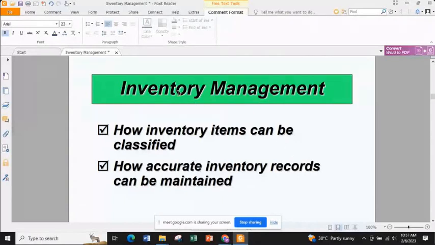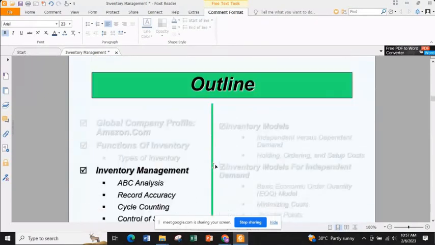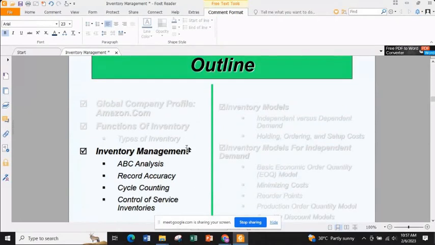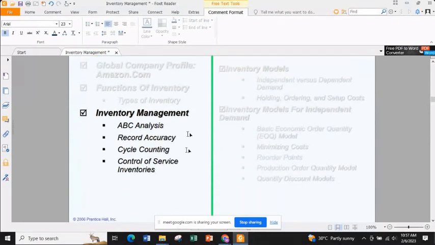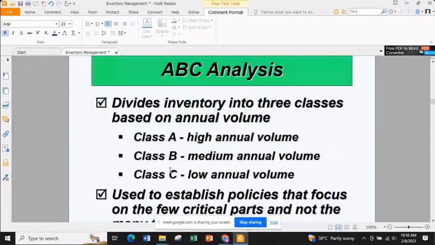So inventory management: how inventory items can be classified, how accurate inventory records can be maintained. We will discuss ABC analysis, record accuracy, cycle counting, and control of service inventories. ABC analysis: ABC is actually grade A, grade B, grade C, which is a normal understanding. A is good, B is 50-50 or middle, C is the lowest.